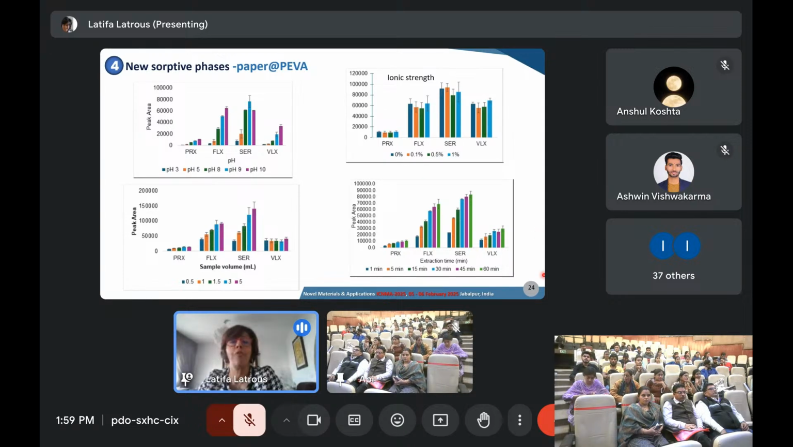For the sample volume, we studied the interval from 0.5 to 5 milliliters, and as expected, the analytical signal increases with the sample volume, and 5 milliliters was selected as the optimum value.